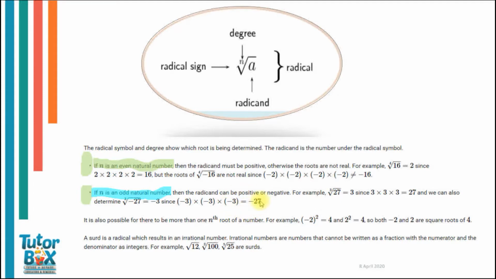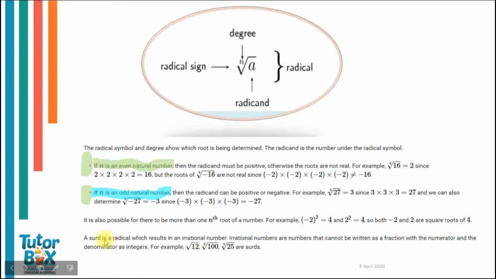It says it is also possible for there to be more than one nth root of a number. For example, minus 2 squared is 4 and 2 squared is 4. So both minus 2 and 2 are square roots of 4. You can check with your calculator. It's true, guys. So if they ask you for the square roots of 16, you know that minus 4 and 4 are square roots of 16.